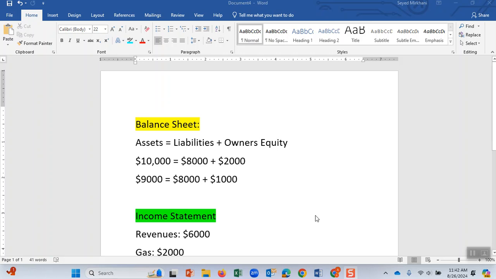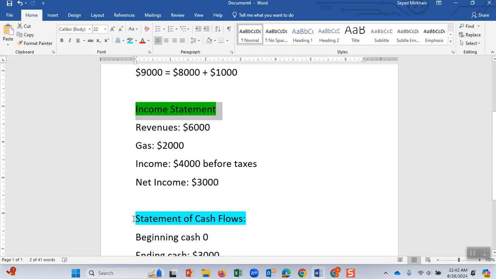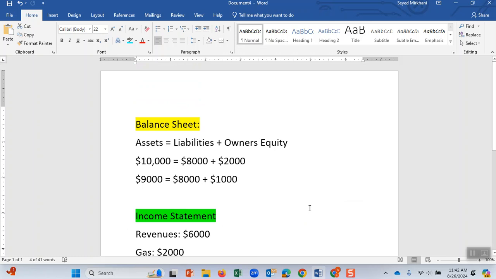There are three very important financial statements in accounting. One of them is called the balance sheet. Another one is called the income statement, and another one is called the statement of cash flows. We want to see what they are.